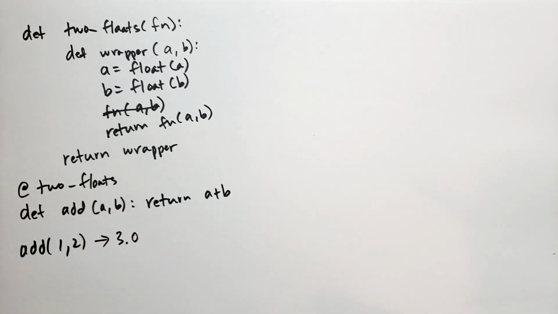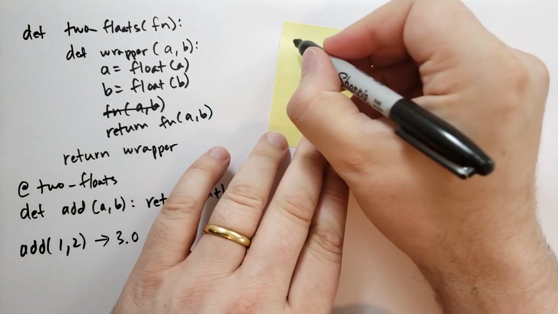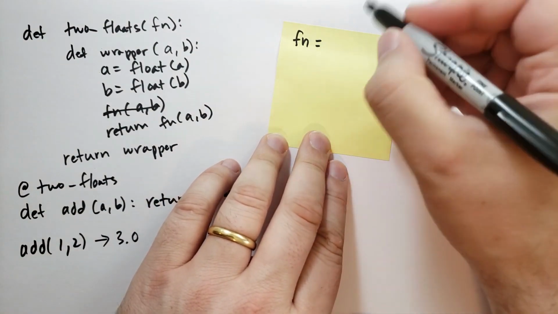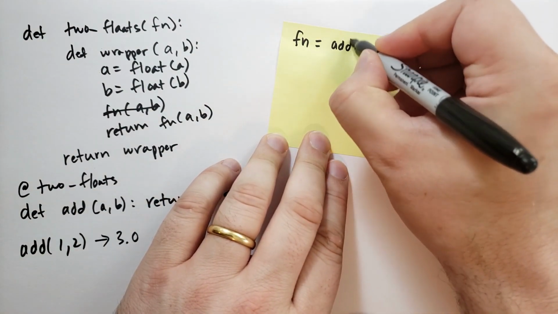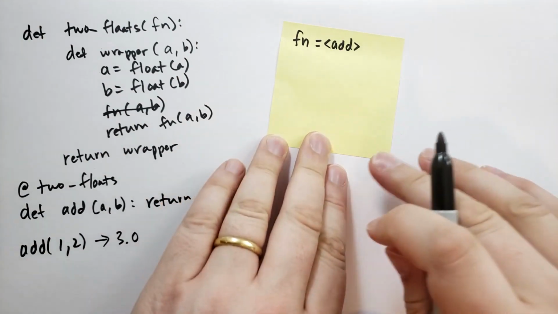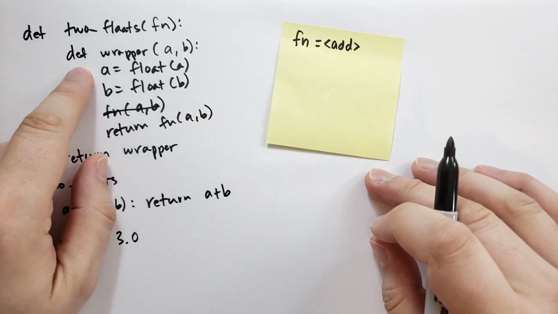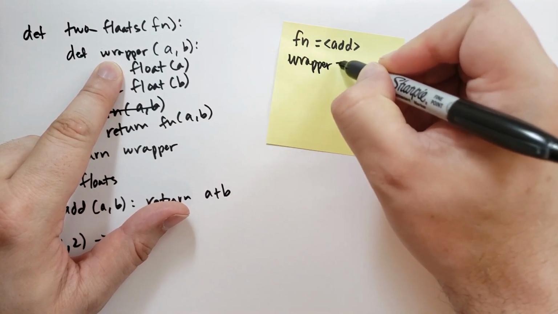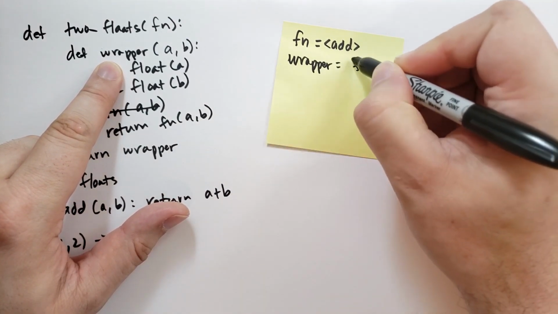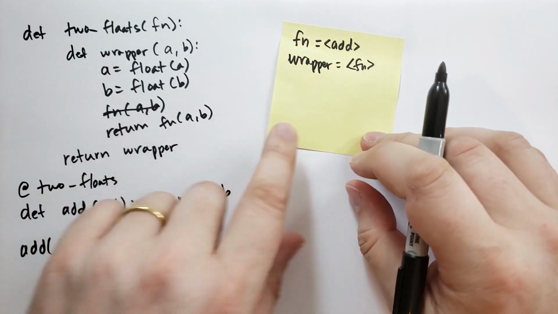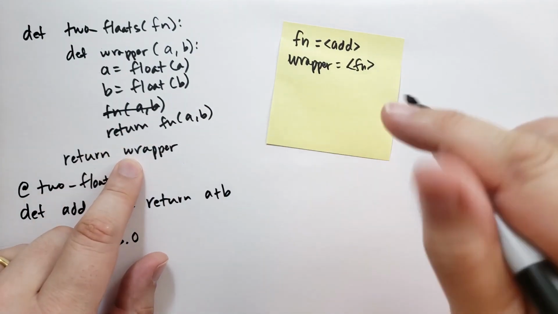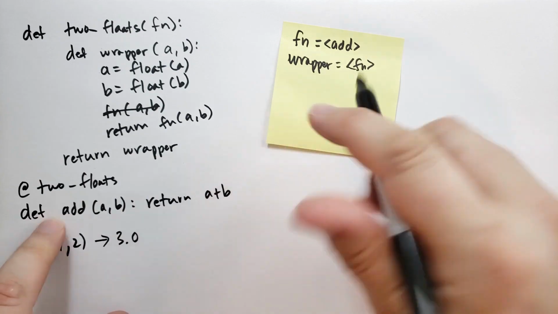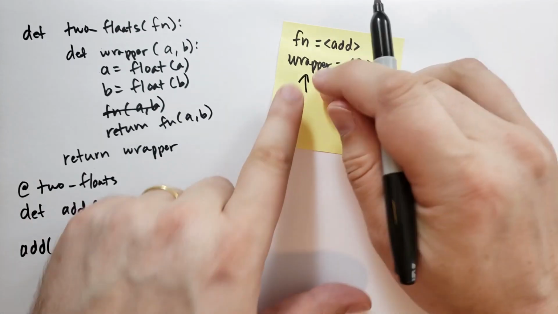So when we apply two_floats as the decorator, it's going to pass in the add function. So let's go ahead and look at what that looks like. It's going to create a new namespace, a local namespace. It's going to say fn is equal to this add function. Okay, and then we're going to create a new wrapper. So we're going to have wrapper equal to this new function that we've just defined. Okay, all right, and then we're going to return that wrapper. So this is the return result.